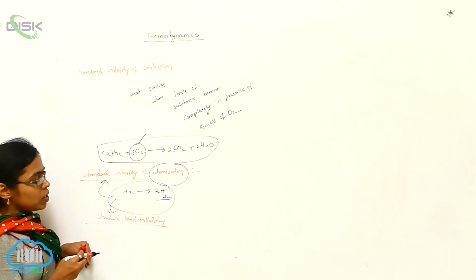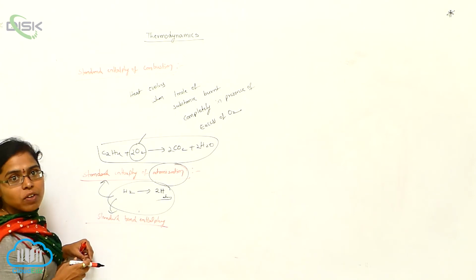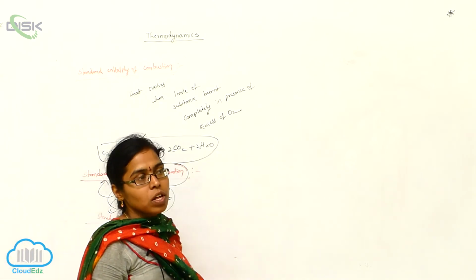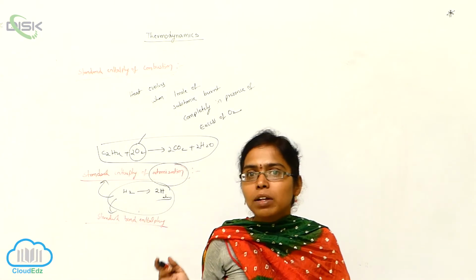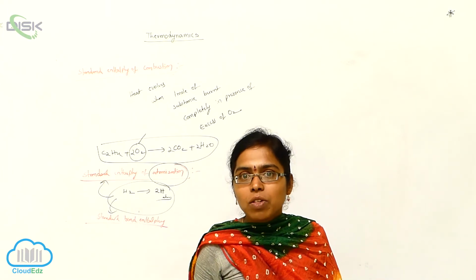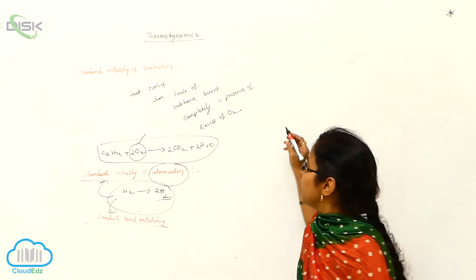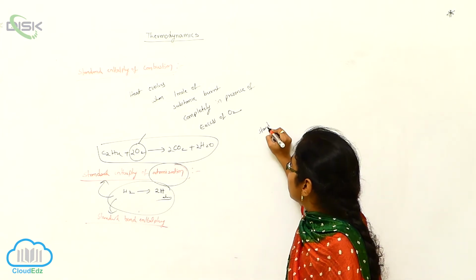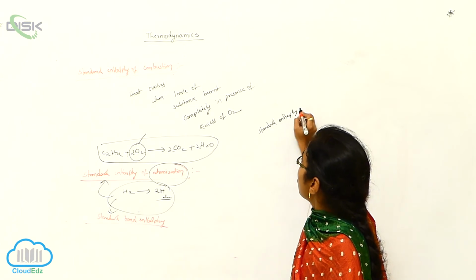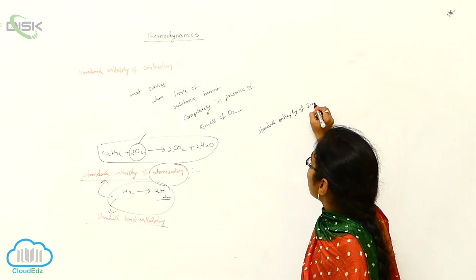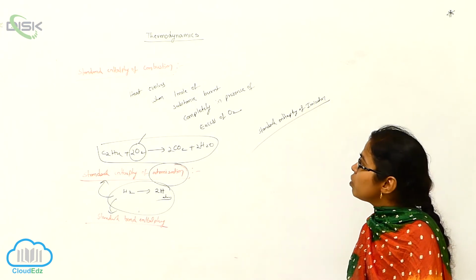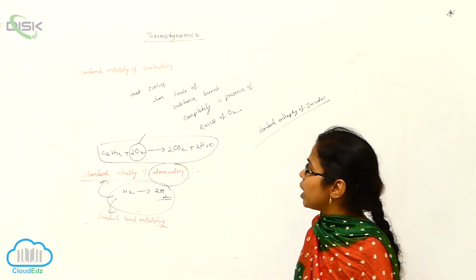Okay, next one, standard enthalpy of ionization. Ionization is nothing but converting 1 mole of substance into ions. The energy required is called the standard enthalpy of ionization. Okay, so these are the words which are related to enthalpy.